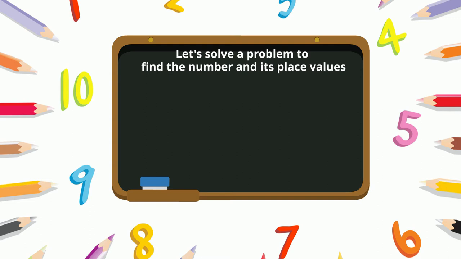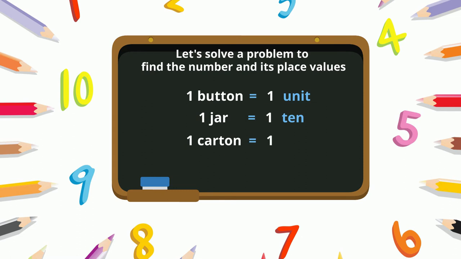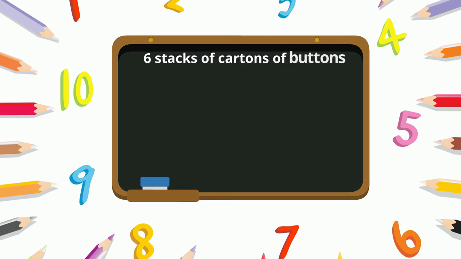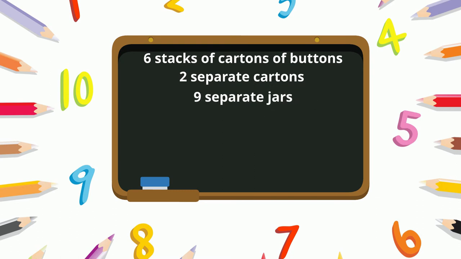Now let's solve a problem to find the number and its place values by keeping in mind the previous example of buttons, where one button is equal to one unit, one jar is equal to 1 ten, one carton is equal to 100, and one stack of cartons is equal to 1000. Here we have 6 stacks of cartons of buttons, 2 separate cartons, 9 separate jars, and 7 separate buttons. How many buttons are in total?